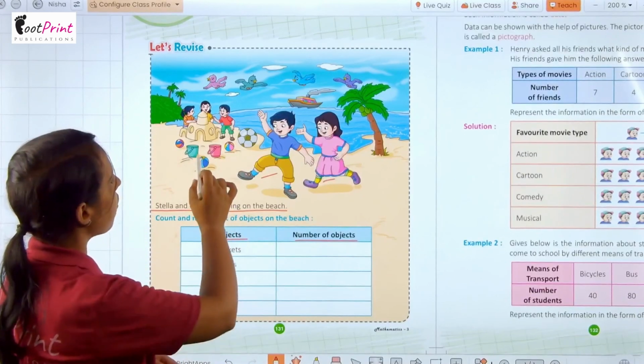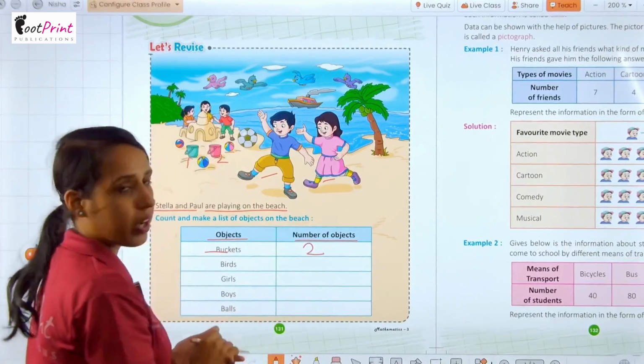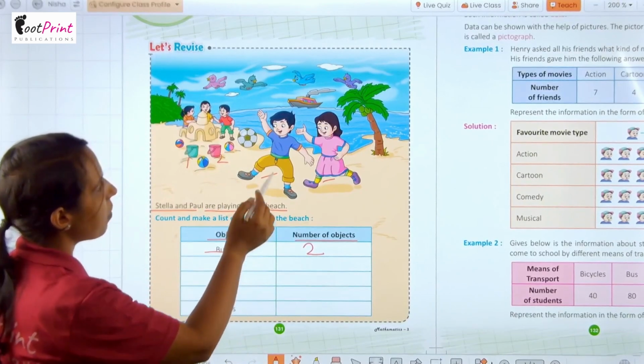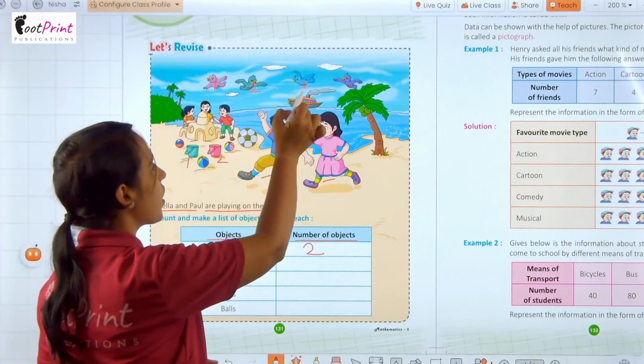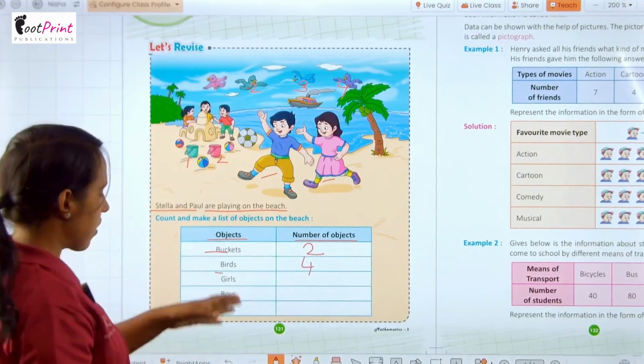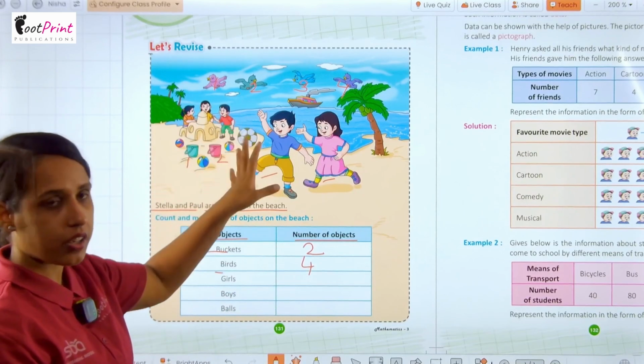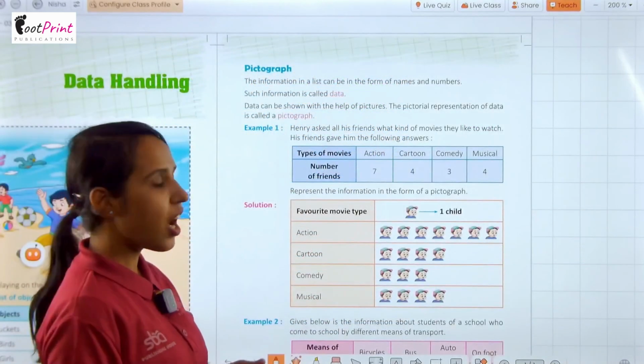So buckets, we have to count the buckets, 1 and 2. So here we write 2 buckets. Birds, how many birds are there? 1, 2, 3 and 4. So we will write here 4. Just like that, you observe the objects in this picture and count.